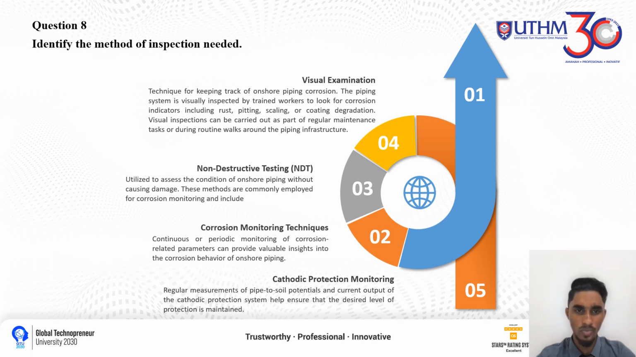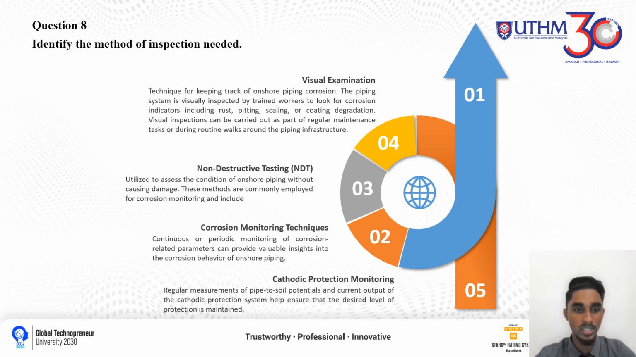infrastructure. So the next method is the non-destructive testing techniques, which are utilized to assess the condition of onshore piping without causing damage. The first type of NDT is ultrasonic testing, which employs high frequency sound waves to detect corrosion, thickness variations, and flaws in the piping material. It accurately measures the remaining wall thickness, enabling the calculation of corrosion rates.